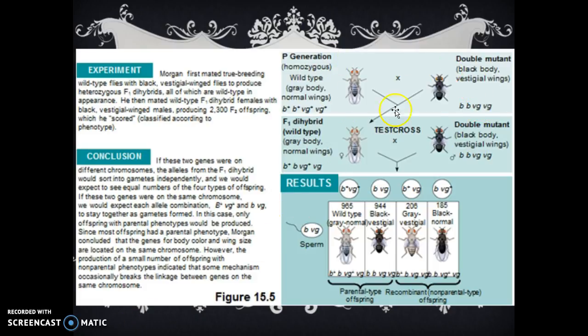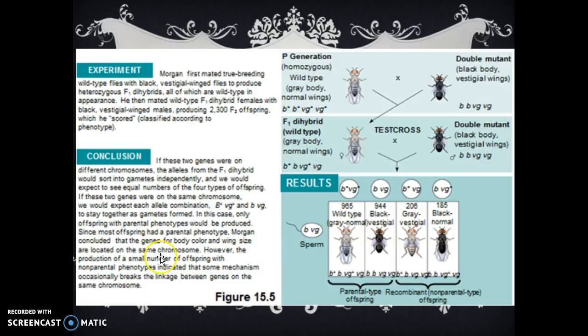As a result of crossing these two flies in this P generation, he got an F1 generation, and each of the flies had the standard wild type phenotype, but they were heterozygous for each of the traits, the body color and the wing size. What he then did was take the F1 flies and once again cross them with another double mutant fly, so homozygous for black, homozygous for vestigial wings.